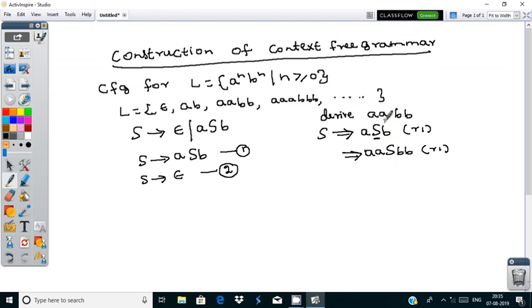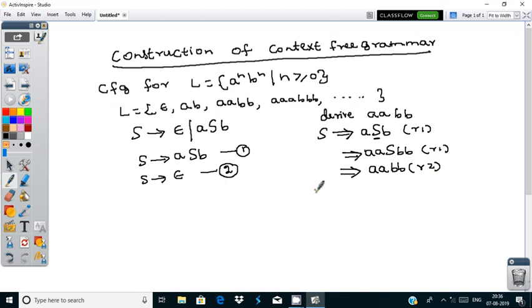What is required actually? You require two a's and two b's. Two a's and two b's have already been generated, but there is a non-terminal S. That S has to be eliminated. So which rule do you have to apply? In this case you have to apply rule number 2. When you apply rule number 2, it becomes aabb.